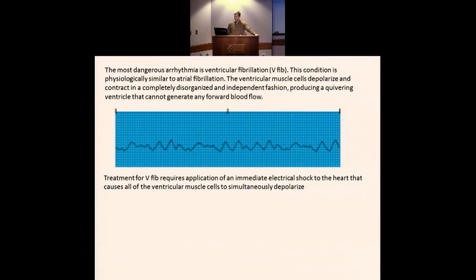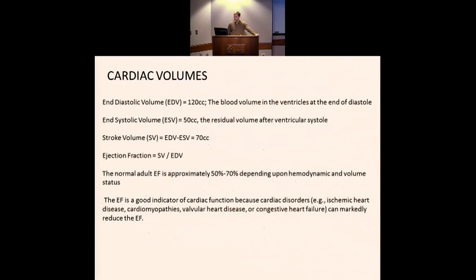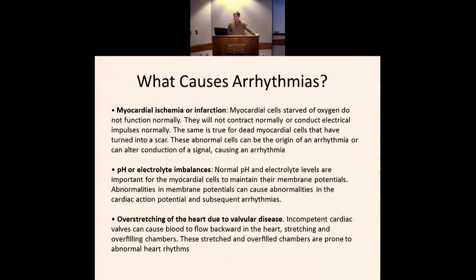Okay. Moving on here. So what causes these arrhythmias? There are like 6 things the book lists. Myocardial ischemia or infarction. So that's just when the myocardial cells are starved of oxygen. They don't function normally. You have pH or electrolyte imbalances, and again, both of these things will show up on the EKG. You have valvular disease, CHF, things like that can cause arrhythmias. I guess those are the main ones.